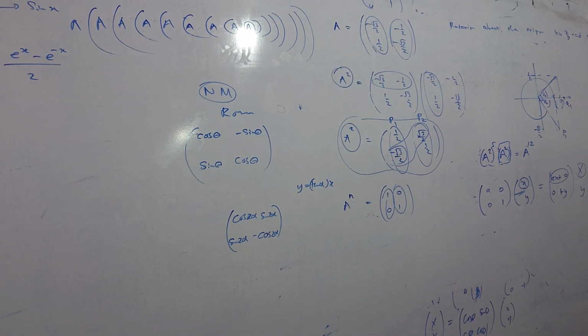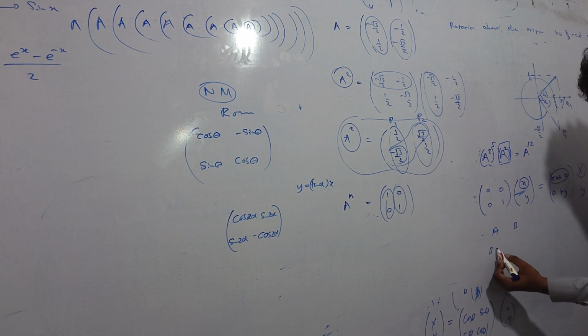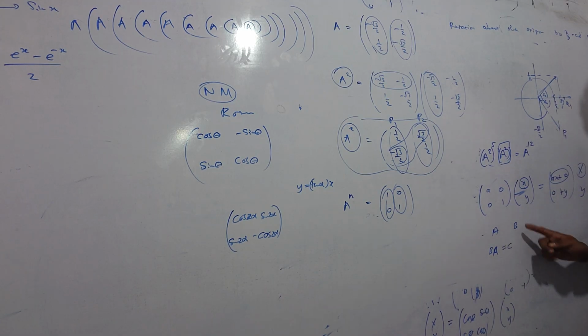The transformation represented by matrix A followed by the transformation represented by B is represented by C. So B times A equals C, because A is followed by B. Then on P, we have to apply B. A is followed by B.